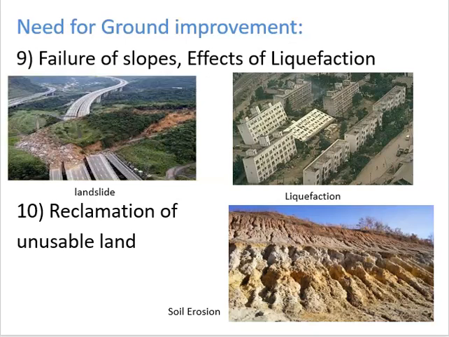And the last point is reclamation of unusable land. To reuse the wastelands like open dumps, polluted lands, or lands subjected to soil erosion, proper ground improvement techniques are required to improve the engineering properties of the soil.